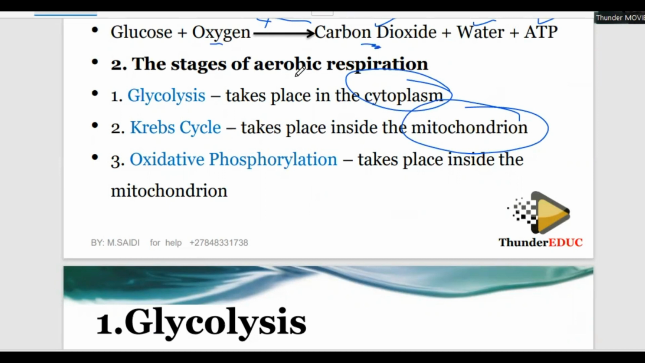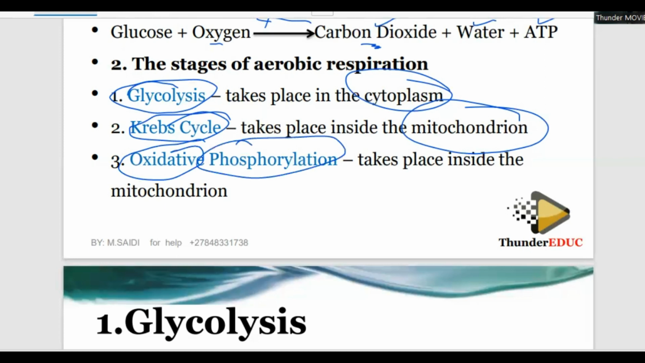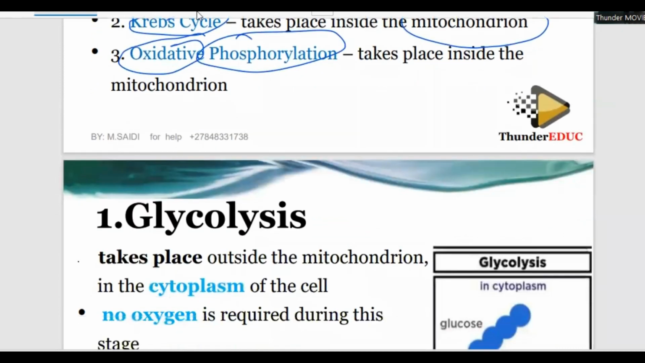We say that aerobic respiration is divided into three stages. The first one is glycolysis. The second one is the Krebs cycle. The third one is oxidative phosphorylation. So now we are going to look at these three stages in detail.